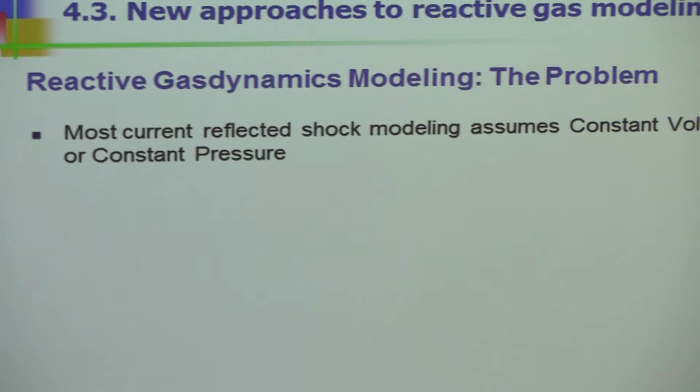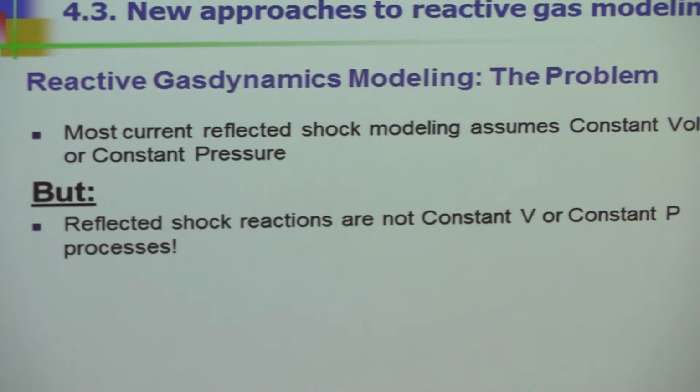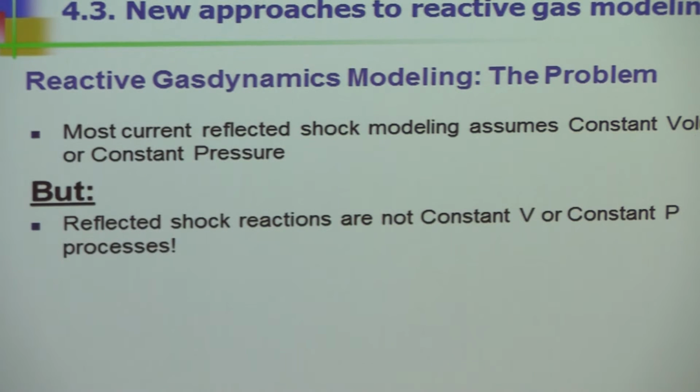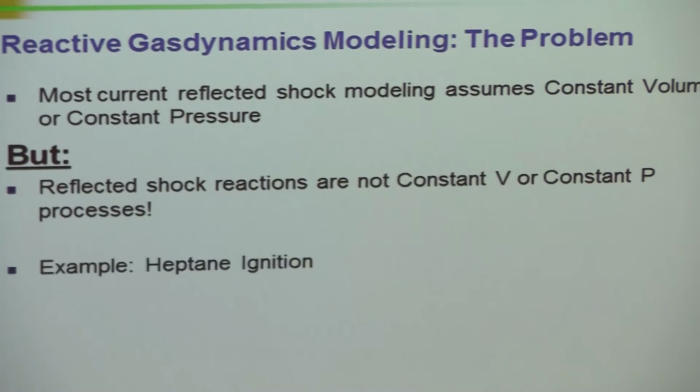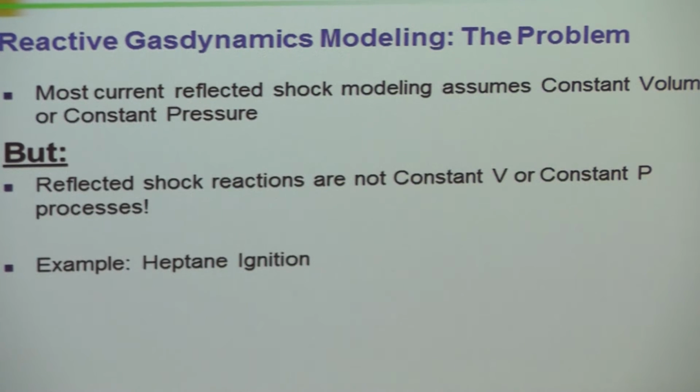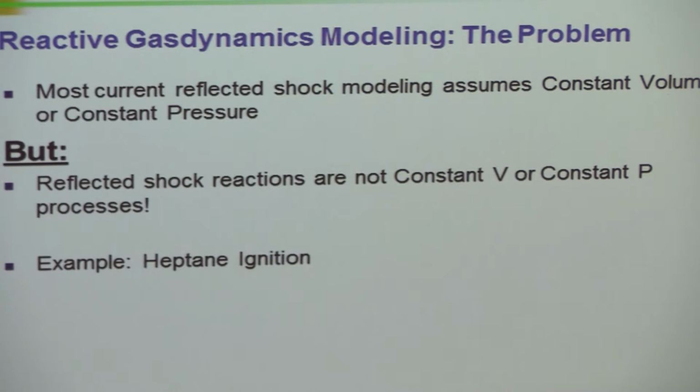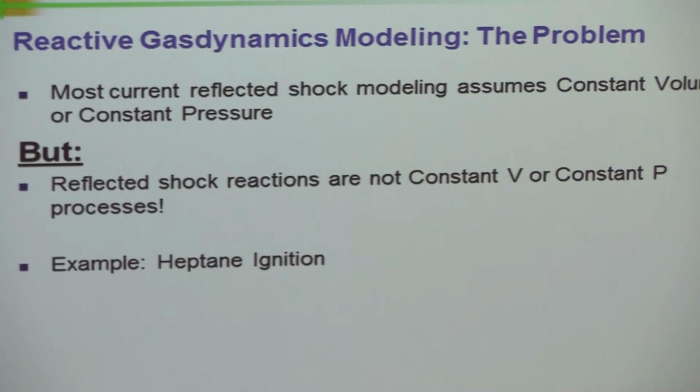Okay, there's another problem. So gradually you solve problems and you go on to the next problem. This is a gas dynamics problem. It's really a fluid mechanics problem. Turns out that these reflected shock reactions are not really constant volume or constant P. And I'll show you this here. Let's look at a case of heptane ignition. We like heptane because the chemical mechanism is pretty well developed for heptane. People believe in it. They think it's nearly correct.